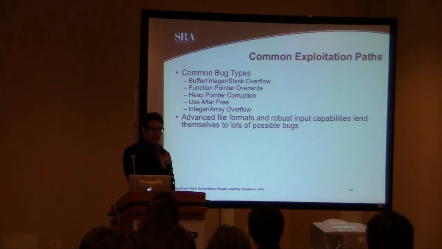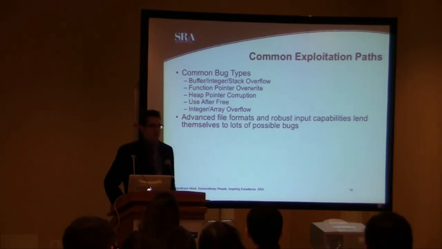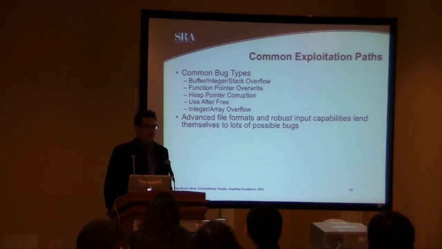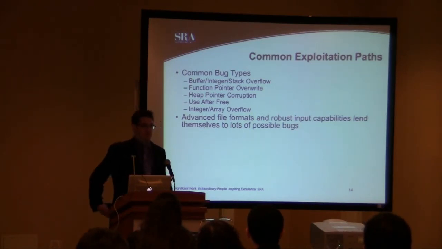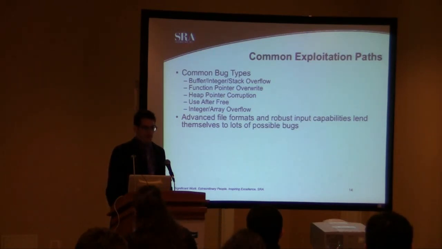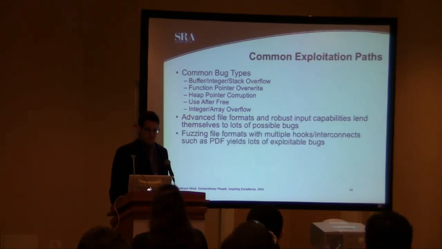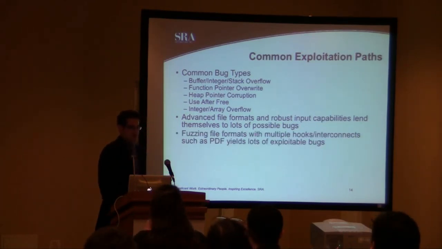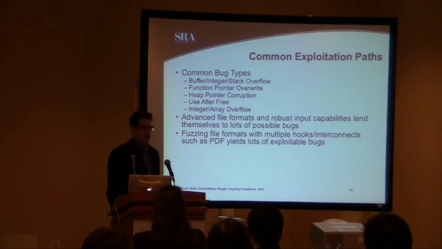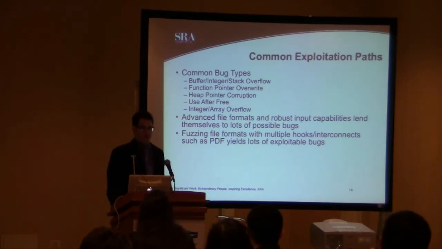And one of the things that really makes this possible in the environment that we're working in is that there's a lot of advanced file formats with robust input capabilities, and they lend themselves to these bugs that are out there. So things like PDF and how it can render all different types of graphics libraries and things of that nature. Certainly, there's a lot of room for error there, which I'll show you in a second. And fuzzing file formats with multiple hooks and interconnects, such as PDF, can yield a lot of exploitable bugs. So if anybody is looking for exploits, that's certainly a good place to start, looking at PDF and how it incorporates other components.